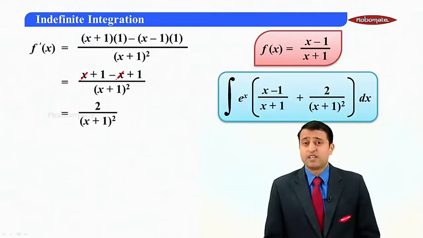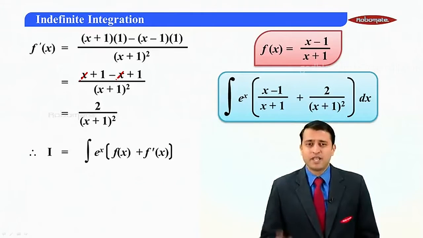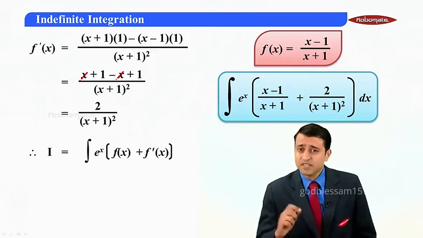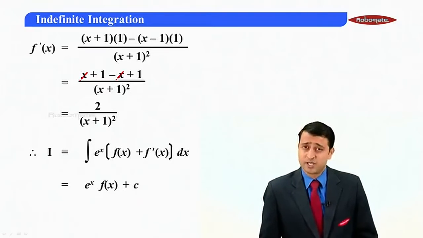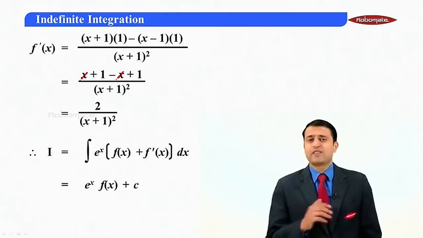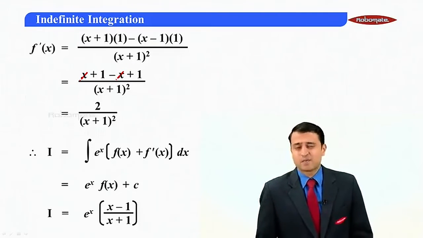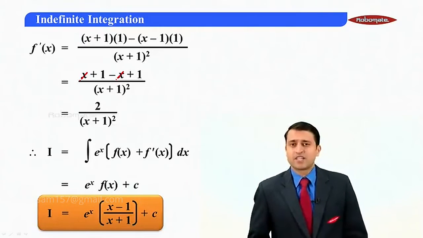If you observe, can I say now the integral is of the form e raised to x into (f of x plus f dash of x)? This is the integral. Now, as per the result, can I say the answer is e raised to x into f of x plus c? Therefore, we can say the answer is e raised to x into brackets (x minus 1 upon x plus 1) plus c. That's our final answer.